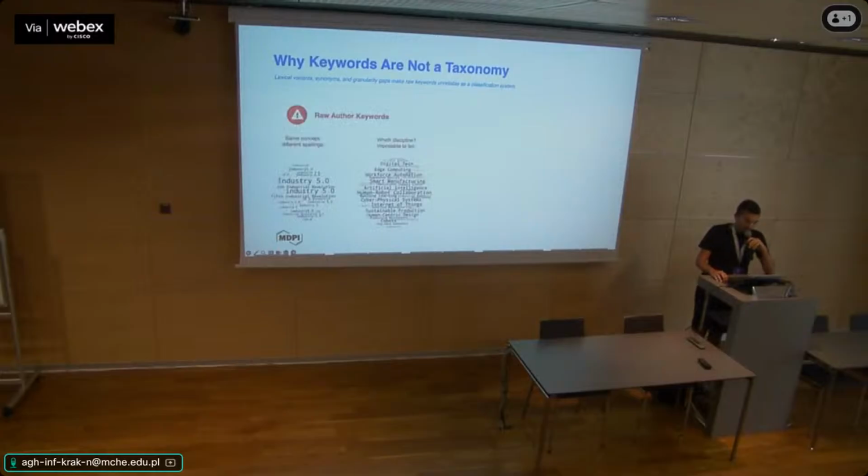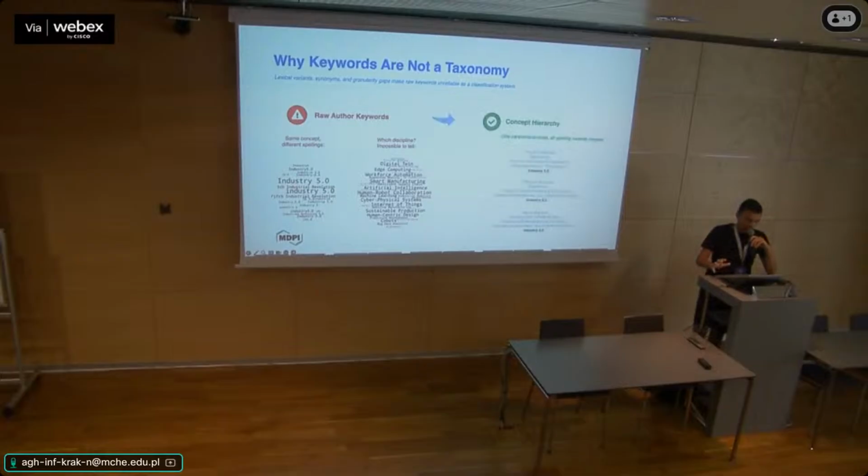So, as mentioned before, raw author keywords can be spelled in many different ways. It's just a string, a text string, and for example Industry 5.0 can be written in multiple ways, in different languages. And we cannot state which discipline it belongs to, because again, it's just a string. Industry 5.0 can belong to digital twins, smart manufacturing, work automation, and whatever else.